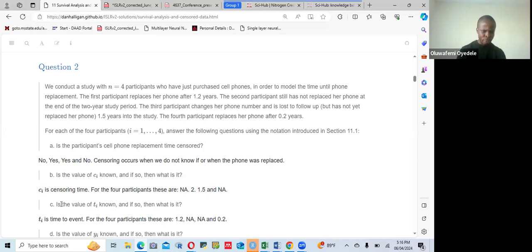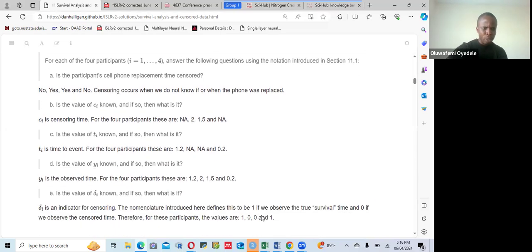So C asks, is the value of TI known? And if so, then what is it? So here we see that TI is the time to the event for the four participants. The first event happens in 1.2, 1 year and 2 months. For the second, we don't know the time to the event. The third, we don't know the time to the event. And the last, we have 0.2. Okay.